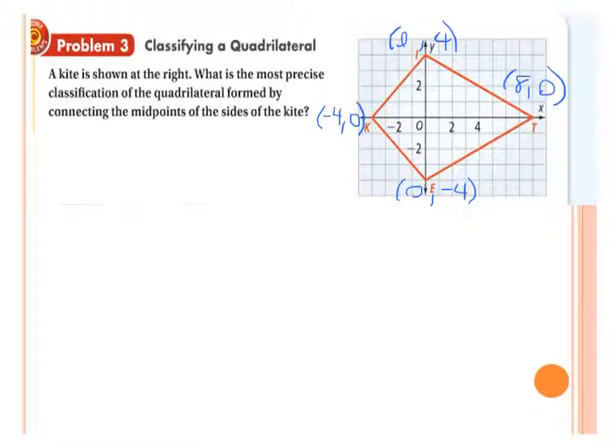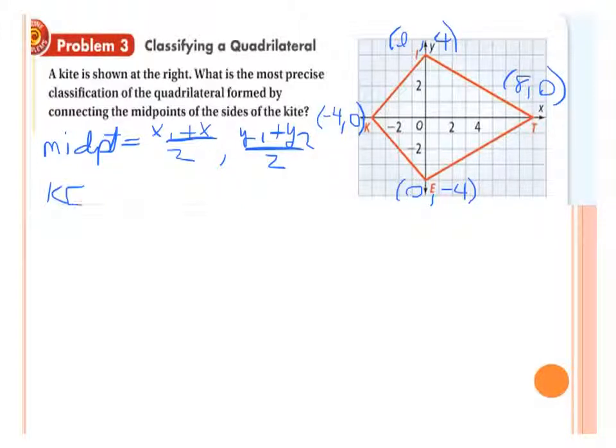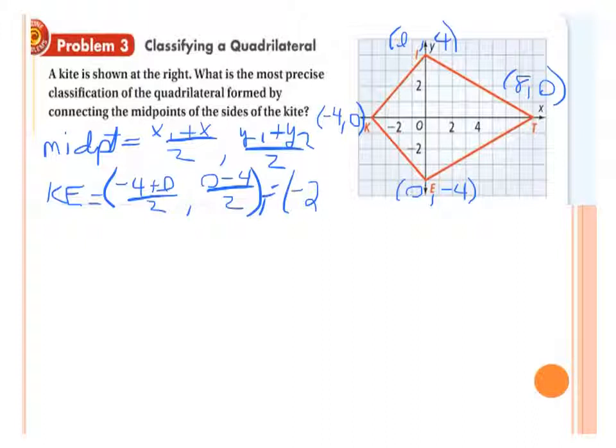In order to find the midpoint, you need to use the midpoint formula. If you recall, the midpoint formula is x1 plus x2 over 2, y1 plus y2 over 2. We'll start with KE and find the midpoint of KE. For our x's, we've got negative 4 plus 0 over 2. And for our y's, we've got 0 minus 4 over 2. Therefore, our midpoint is negative 4 over 2, which is negative 2, and negative 4 over 2, which is negative 2. So our midpoint is at negative 2, negative 2, right here.